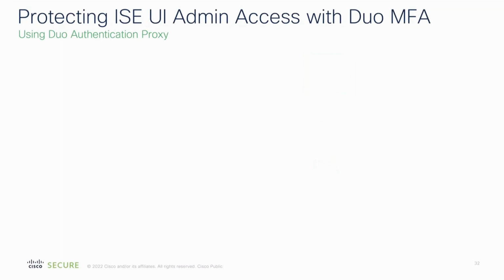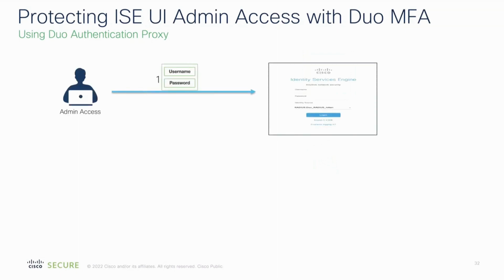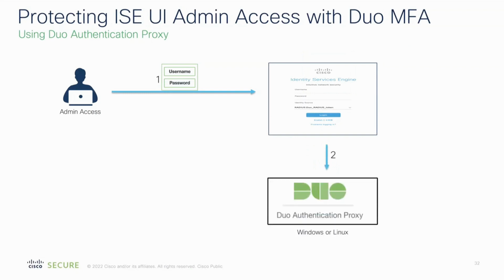How do we protect ISE UI admin access with the help of the Duo Authentication Proxy? An admin user who's trying to log into the ISE is going to enter the credentials at the login prompt. The entered credentials are sent to the Duo Authentication Proxy on-prem. The Duo Authentication Proxy can be installed on a Windows or a Linux box. The Duo Authentication Proxy sends it to the primary authentication source. The primary authentication source can be your LDAP, something like Active Directory, or even RADIUS.